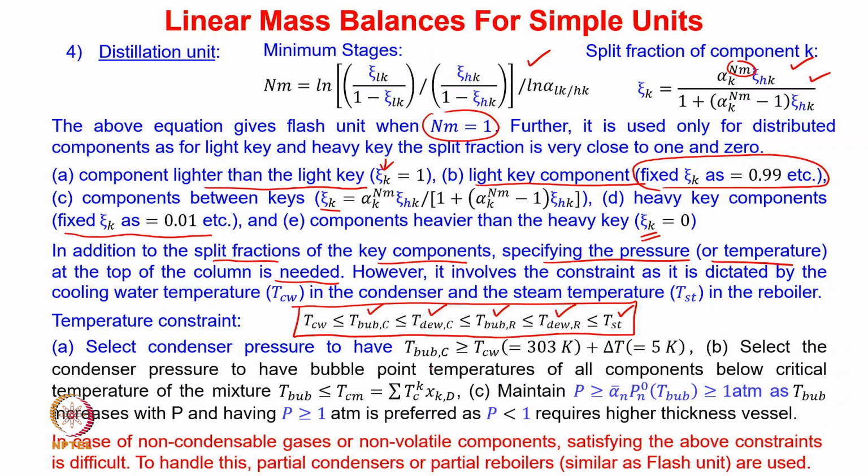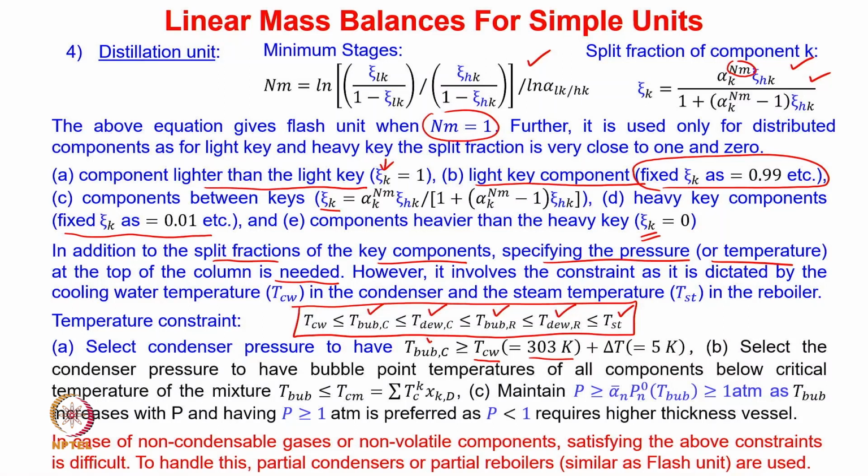So you can see that, remember that we said that the cooling water temperature should be around the ambient temperature, typically around 30 degrees. That becomes 303 Kelvin, and if you take delta T of 5 degrees, then this bubble point temperature should be around 310 or so. It should be greater than 310, something like that.